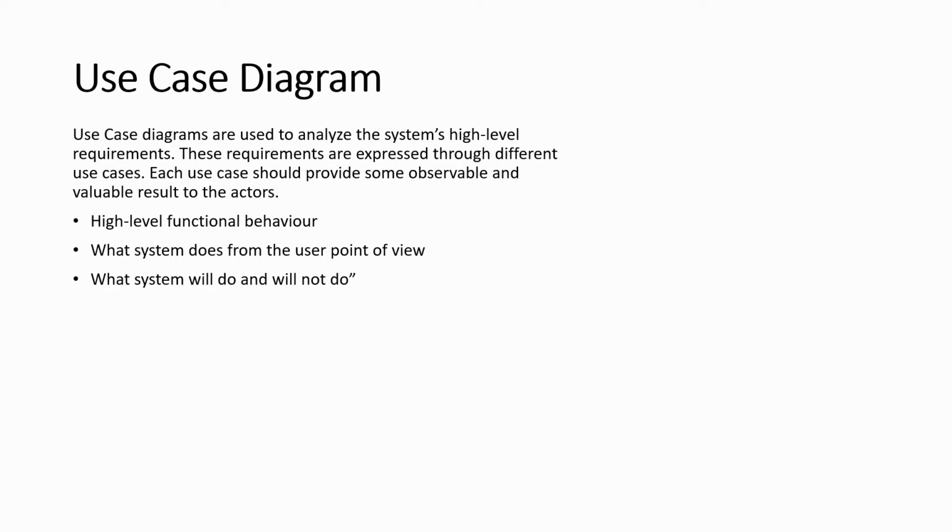All right, so use case diagrams are used to analyze the system's high level requirements. They are expressed through different use cases, and those use cases are observable and give valuable results for the actors. Here actors are nothing but the users who are using our system. So it gives you the high level functional behavior, what the system does from the user perspective, and it also rules out what the system will do and what it will not do. All right, so this is the information we can get once you have your use case diagram ready for the system. Okay, so let's take an example from the previous session: the user service we have, which is managing the user's data.